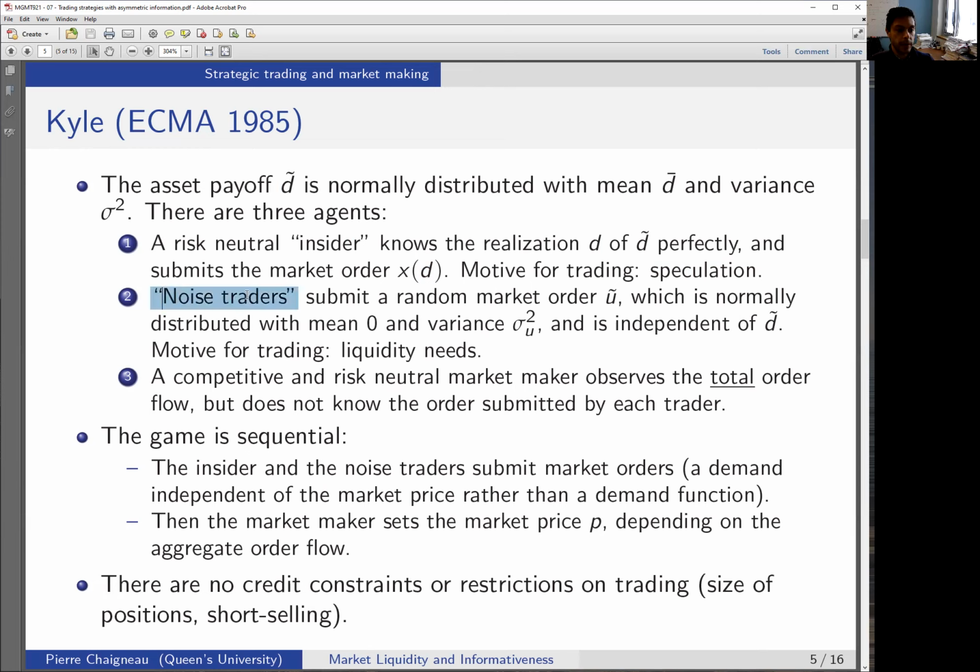Now there are some noise traders or liquidity traders, so that's the second type of trader, and they're going to submit a market order which is not information based, and so we're just going to assume that it's random. So sometimes they're going to be buying, sometimes they're going to be selling different quantities. So let's just assume that this market order U is normally distributed with a mean normalized at 0 and a variance of sigma U squared. Okay, so this variance represents the magnitude of noise trading. Now, the larger sigma U, the more noise trading there is.